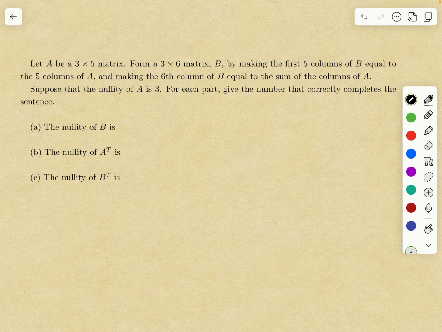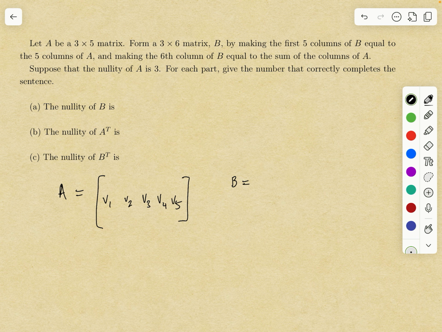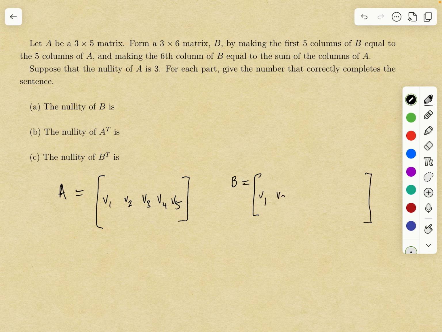Okay, let's go over the answer. So A is a 3 by 5 matrix, 3 rows and 5 columns. And what you do to form B is, let's call the columns V1 through V5. Then B has columns V1, V2, V3, V4, and V5. And then the 6th column, V6, is V1 plus V2 plus V3 plus V4 plus V5.